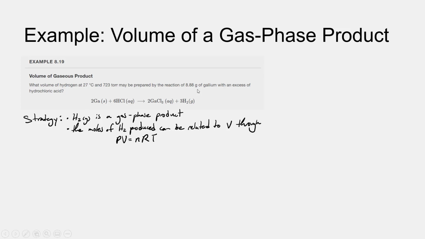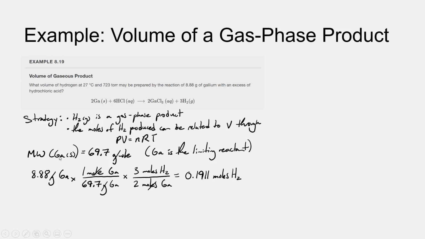In this case, we're told that we have 8.88 grams of gallium, and we're told that we have an excess of hydrochloric acid. If we have an excess of hydrochloric acid, then gallium must be the limiting reactant, and our theoretical yield of hydrogen will be based on the mass of the gallium, 8.88 grams. This harkens back to some of the Gen Chem 1 material where you talked about limiting reactant and theoretical yield. If we know the molar mass of solid gallium, we can figure out how many moles of gallium we have in 8.88 grams.